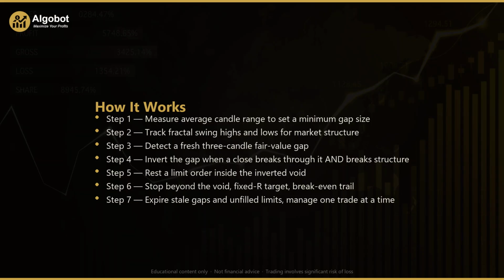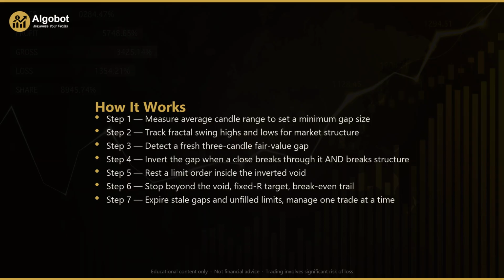The stop is placed beyond the far edge of the void, padded by the stop buffer percentage. The take profit is the entry price plus or minus the risk-reward multiple of that measured risk. Once price runs in favor by the break-even-R amount, the stop is moved to the entry price. Finally, housekeeping keeps things clean.